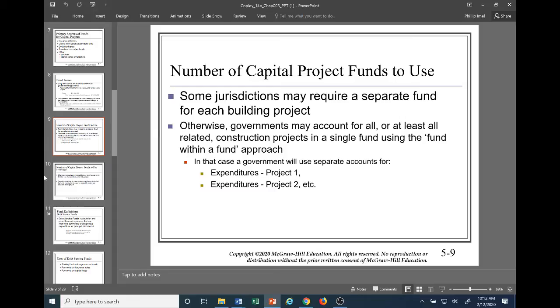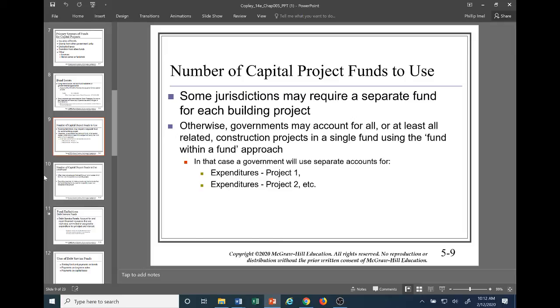Okay, number of capital project funds to use. There are some jurisdictions that may require a separate fund for each building project. So if we're building 10 different buildings, they would require 10 different capital projects funds relative to each one of those buildings being constructed. Otherwise, governments may account for all or at least all related construction projects within one single capital projects fund. And if that's the case, the government will use separate accounts for expenditures project 1, expenditures projects 2. So it'll just be more itemized, right? And you'll just have each one of those projects listed within that fund, right?